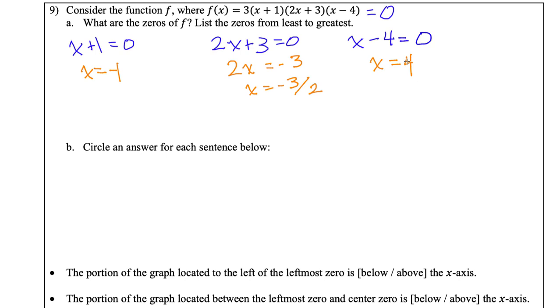So what are the zeros? Here they are. But what are they in order from least to greatest? Negative 3 halves is the most negative, so I'm going to do negative 3 halves, then negative 1, then positive 4. So my correct answer here is negative 3 halves, negative 1, and 4.